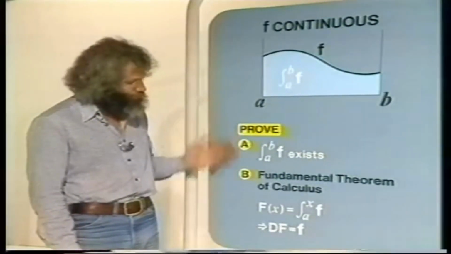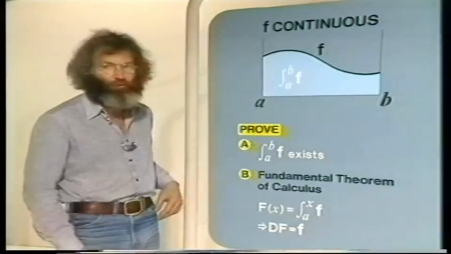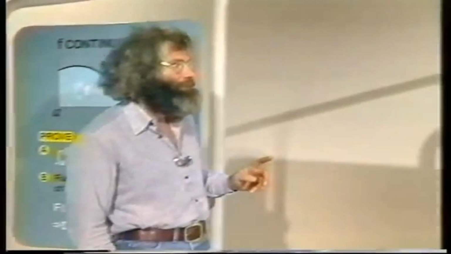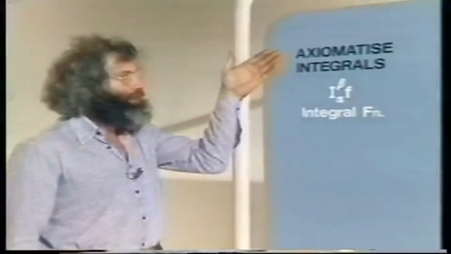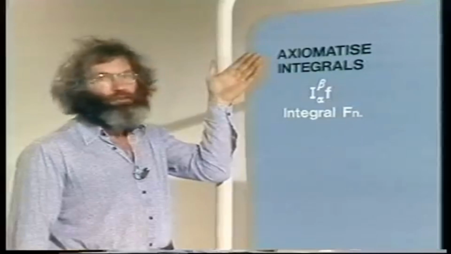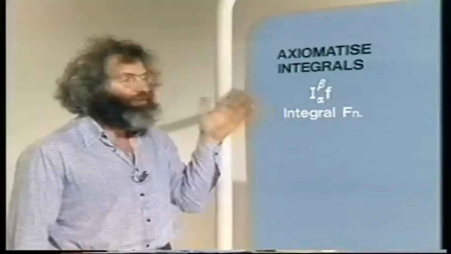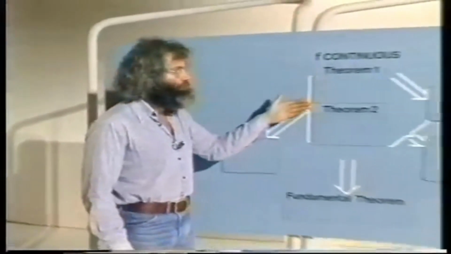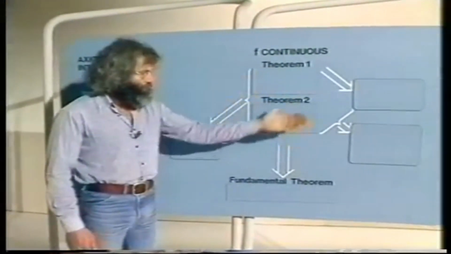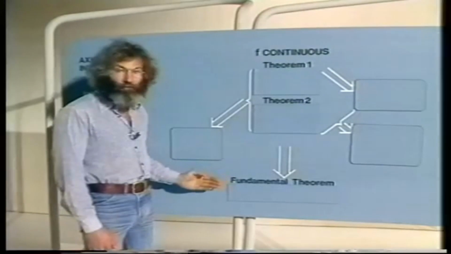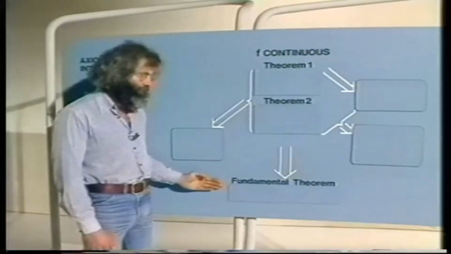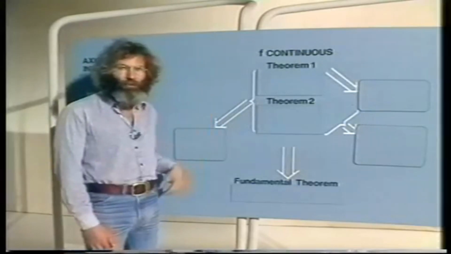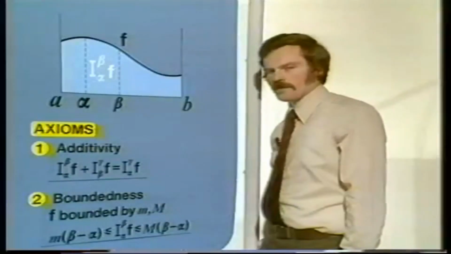Well, that's what we're going to prove, but we're not going to prove these things directly. What we're going to do is take a little logical sidestep, and we're going to axiomatize the idea of integration. We're going to introduce an axiomatic integral function which satisfies two axioms, and then we're going to prove two theorems. The two theorems together will imply all the results we want, including the fundamental theorem of the calculus. So, what we've got to do first is to look at those two axioms for an integral function.